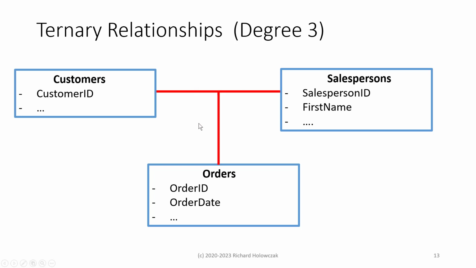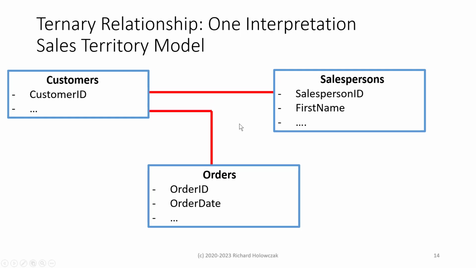We call this relationship a ternary relationship, a relationship of degree 3, meaning that there are 3 entities involved in the relationship. The problem that I have with a ternary relationship is that it is ambiguous. And what do I mean by that? I can think of at least 2 different ways that we could interpret this model.